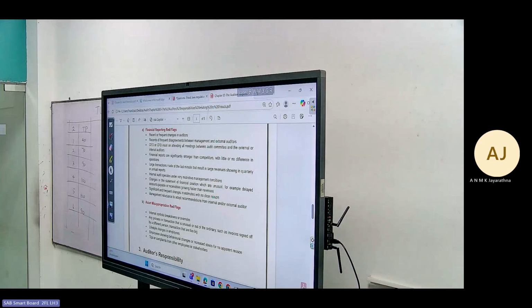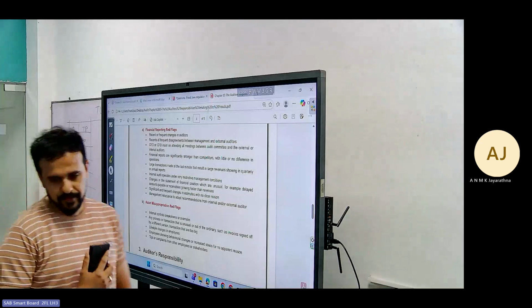The senior management has a close professional and personal relationship with the CEO, who is a very dominant and controlling person. Third point, the CEO is always interested in increasing the company's share price. What's the problem? Always he wants to increase the share price.